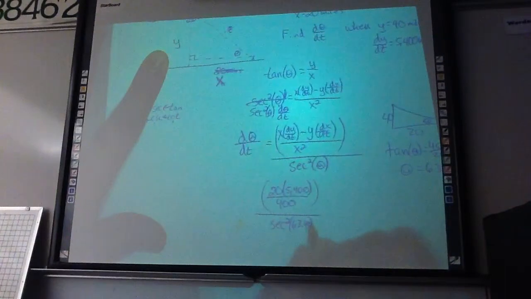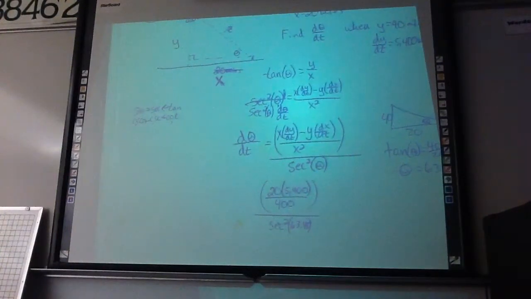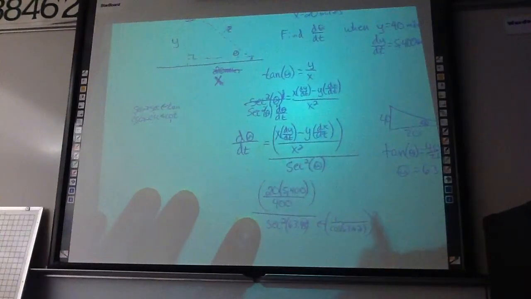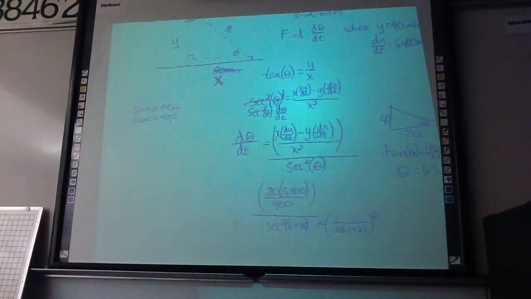Okay, here's the real question then. How do you do secant squared of 63.43? Secant squared? It's 1 over tangent squared. Close. Negative, I don't know. It's 1 over cosine. So really, it's 1 over the cosine of 63.43, all squared. So flip and multiply. I can't just put secant squared in your calculator. Nope, calculator doesn't do secants.